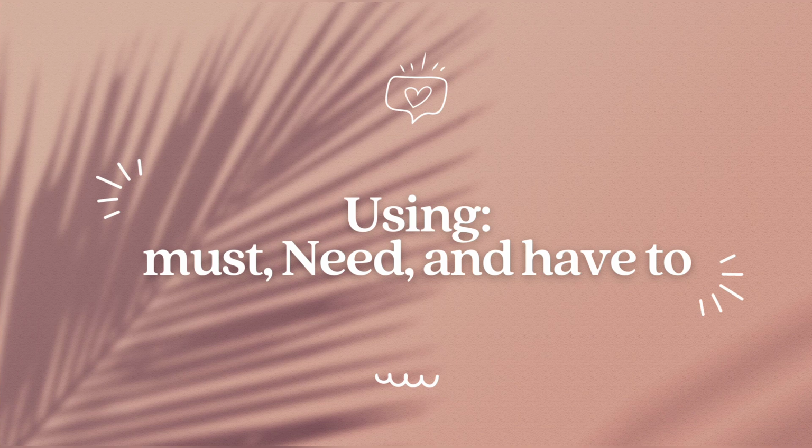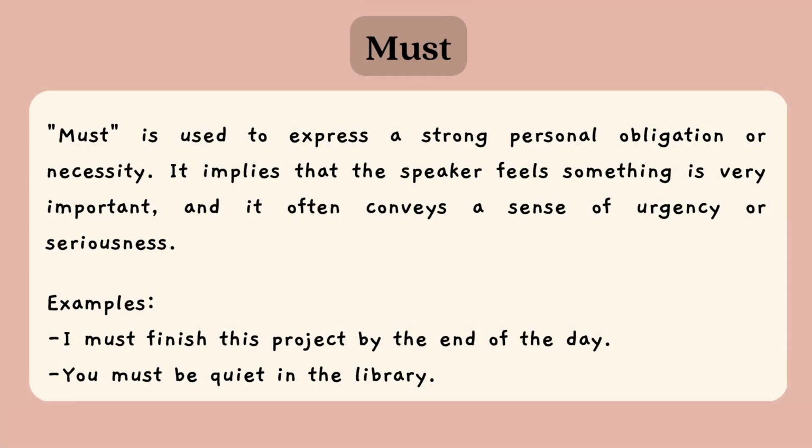Next, the last session is using must, need, and have to. Must is used to express a strong personal obligation or necessity. It implies that the speaker feels something is very important, and it often conveys a sense of urgency or seriousness. For example, I must finish the project by the end of the day. You must be quiet in the library.